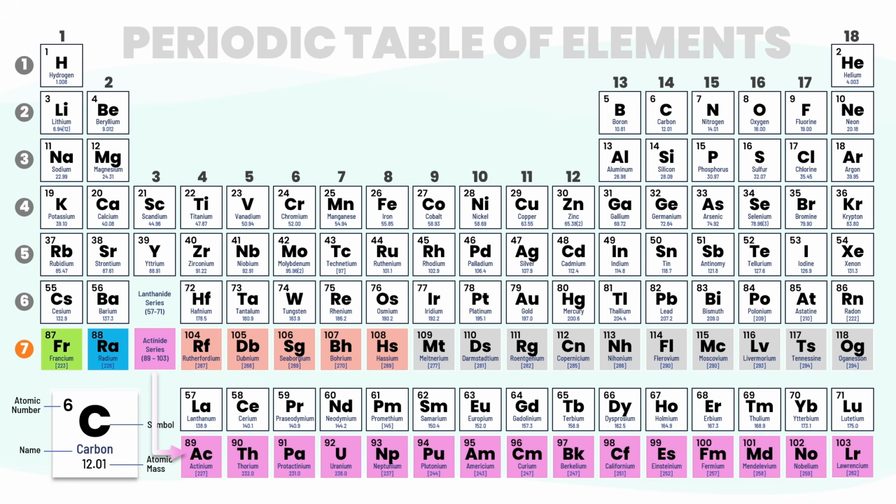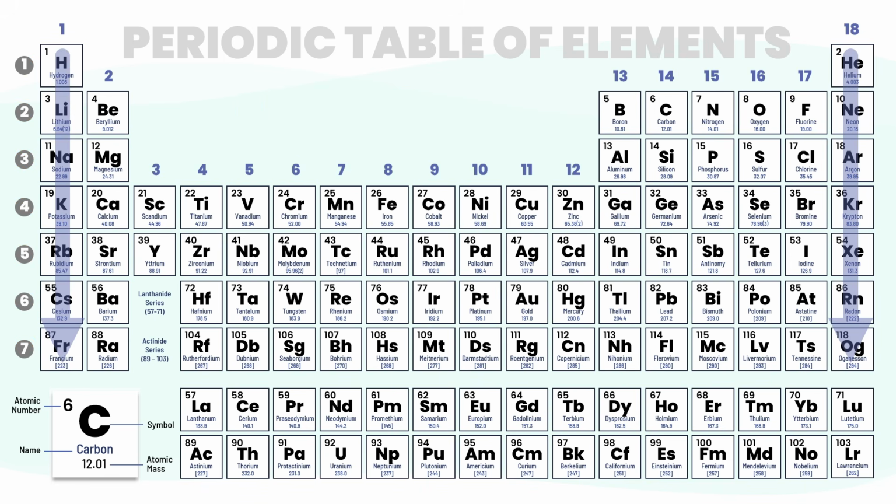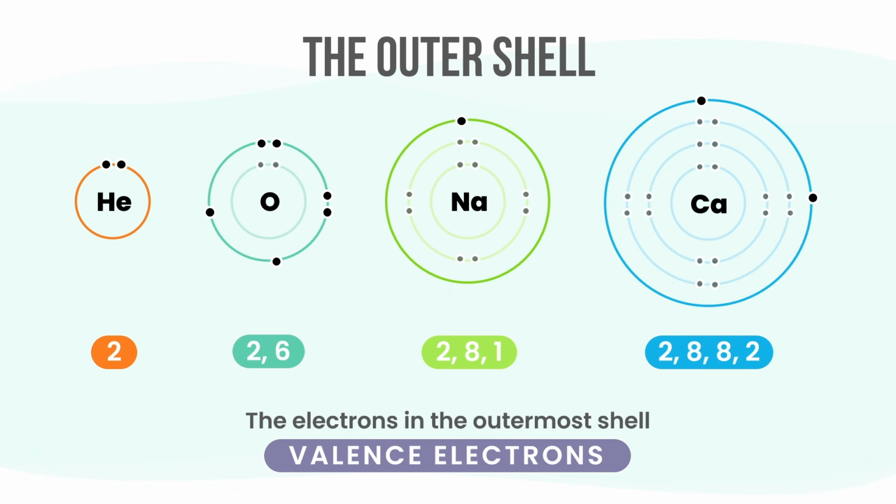We now know that the row or period tells us how many shells an atom has. But what about the columns? Why are elements stacked this way? Let's look at these 4 elements again, but this time we'll focus on the valence electrons, the ones in the outermost shell. These outer electrons play a big role in how atoms behave.